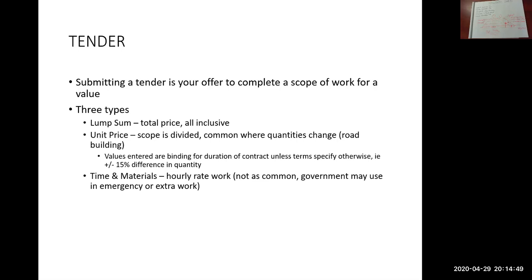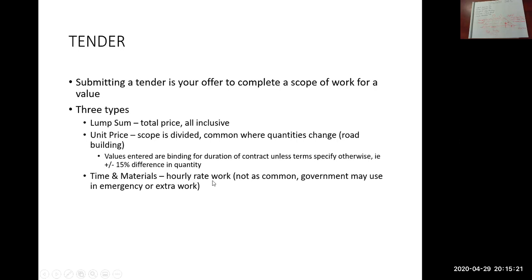So you get the job and you start to build the project. And at that point, if it's determined that that estimated 500 cubic meters of road base is wrong, maybe it's 1,000 cubic meters, then once the bid quantities change by plus or minus 15%, you can start to change your unit pricing, but not until then.